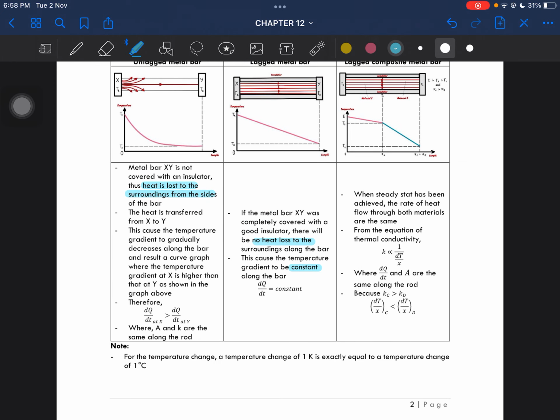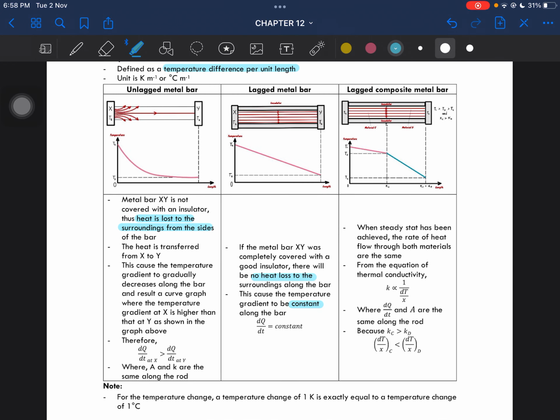Okay, so dQ over dt, which is the, alright, wait, let me double check it. I think it should be dQ over dt over x, because this is talking about the temperature gradient. This one as well. If it's wrong, then you'll get the updated lecture note. Right, so the temperature gradient along the rod will be constant, hence we have this type of graph.